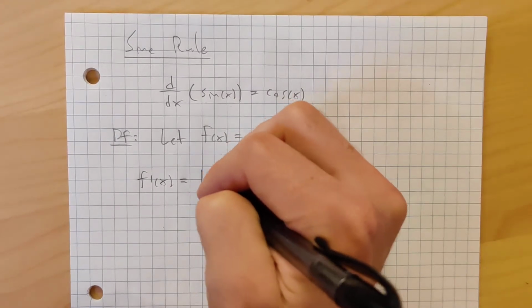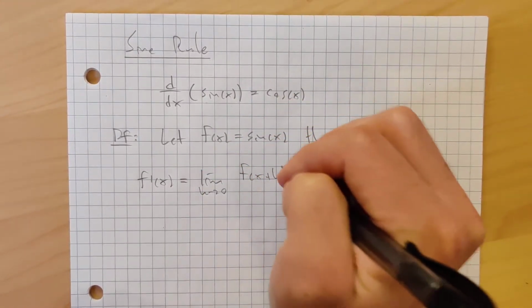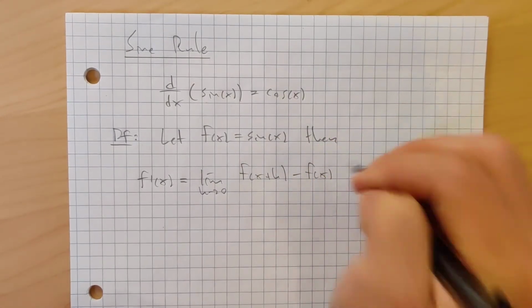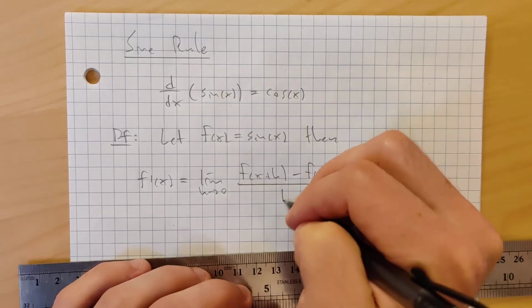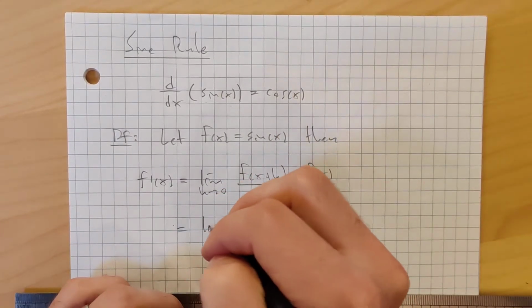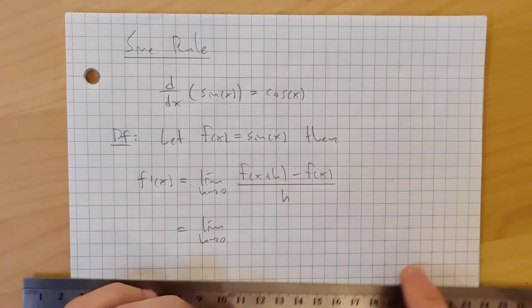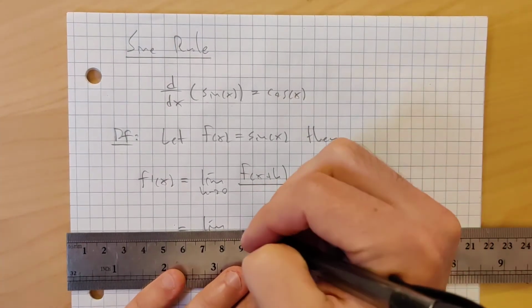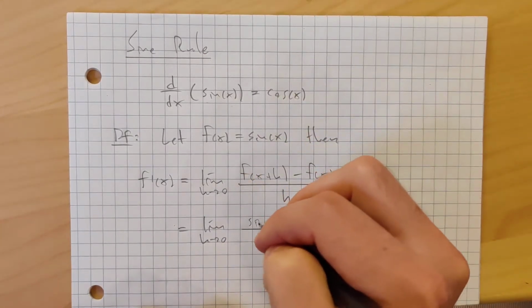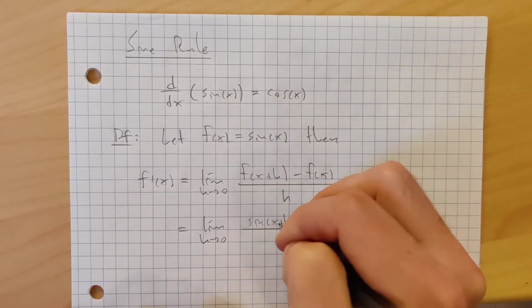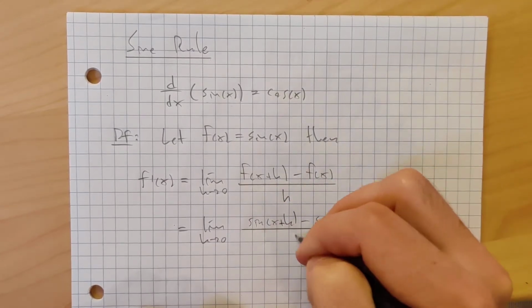So we have f prime of x, the limit as h approaches 0, f of x plus h minus f of x over h. And then, of course, f of x plus h. We have sine of x is f of x, so f of x plus h is sine of x plus h, minus sine of x over h.